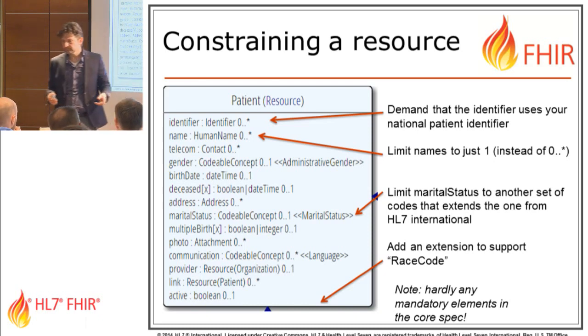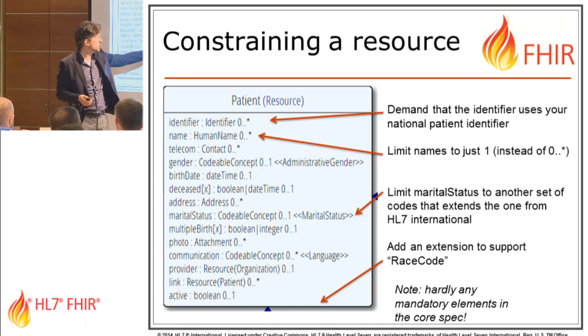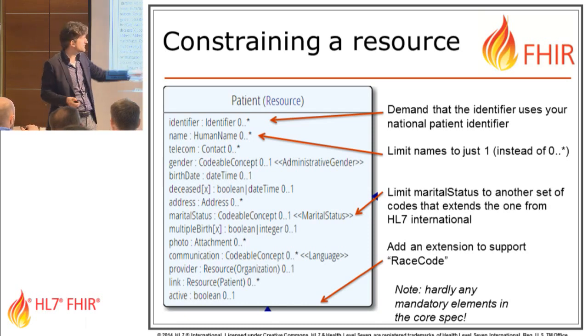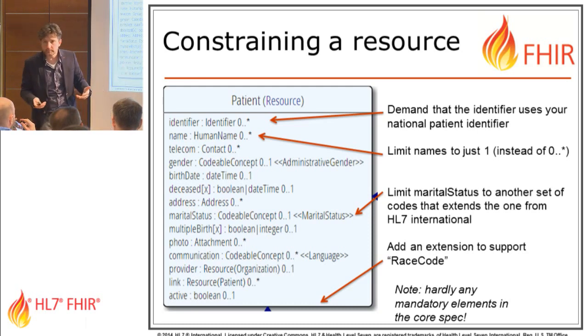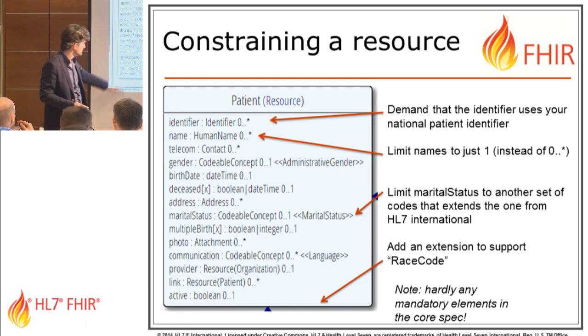But marital status is certainly something you might want to both limit, so remove codes from it, because they're not of use in your patient administrations, and add codes to it, because you have administrative codes for people living together that didn't make it into the international standard. And finally, of course, and I'm pointing to the bottom here, you can add extensions.